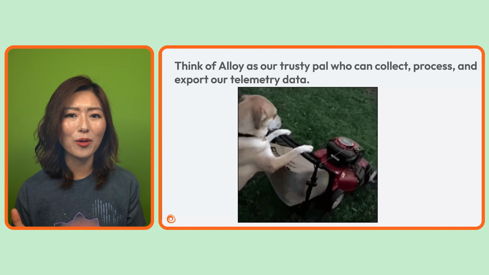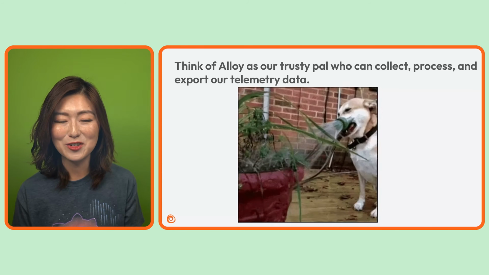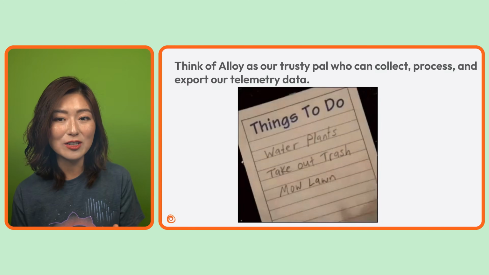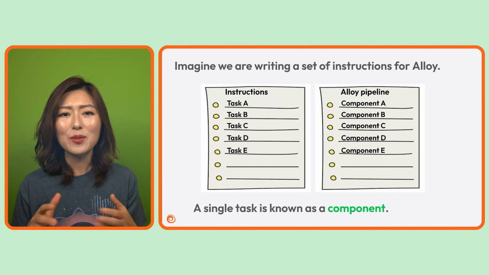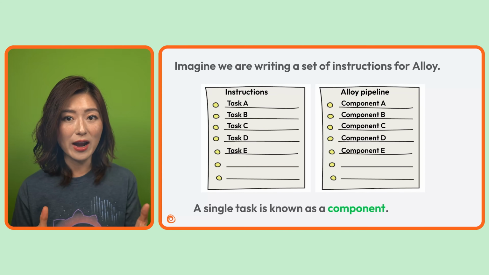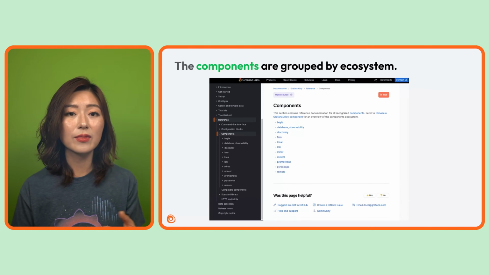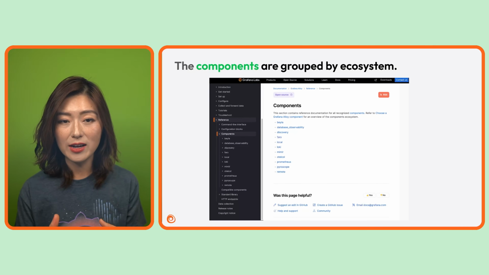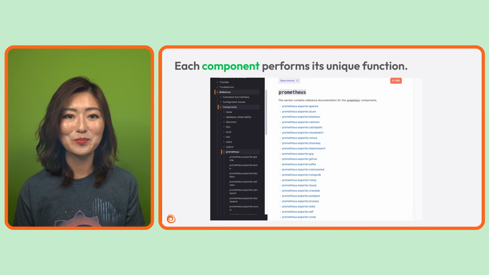So think of Alloy as our trusty pal who can collect, process, and export our telemetry data. To tell Alloy how we want that done, we write instructions using a language, the syntax that Alloy understands. So imagine we're writing a set of instructions for Alloy to follow. Each individual task in those instructions is called a component. The components are grouped by ecosystem to keep things organized. You can find a link to this page in the resources section of the repo.